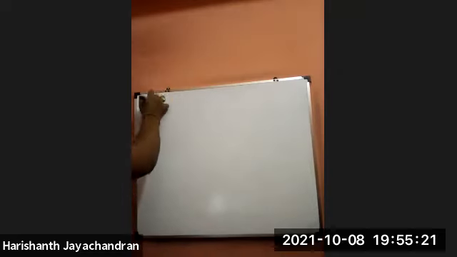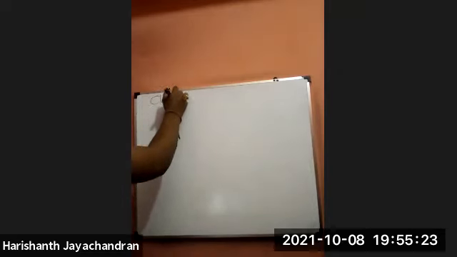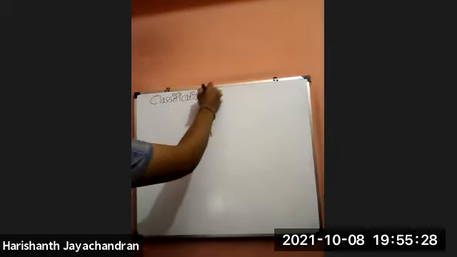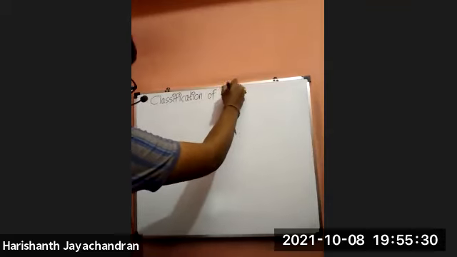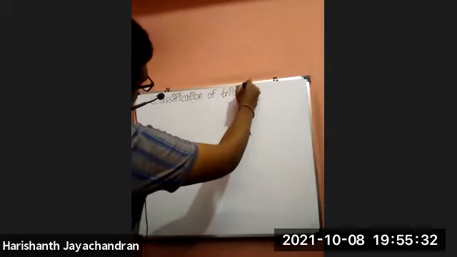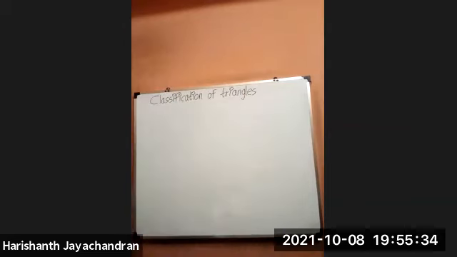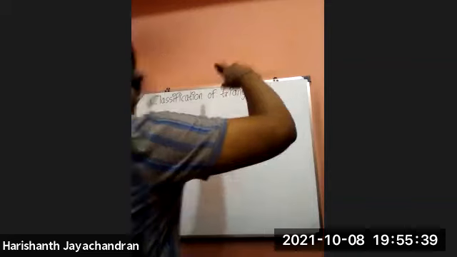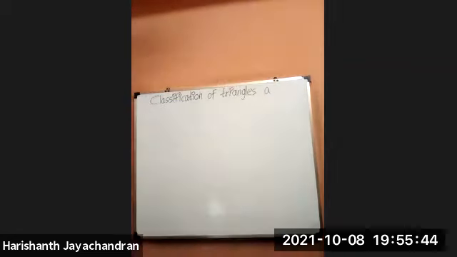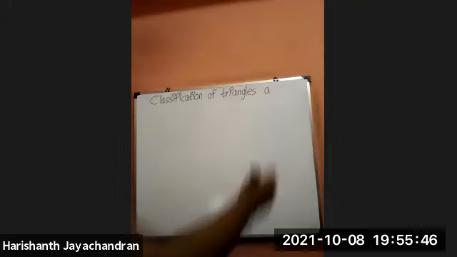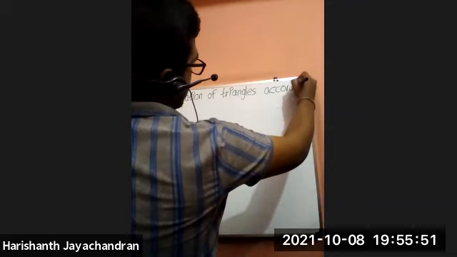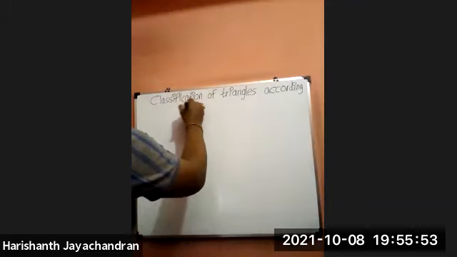So classification of triangles, triangles according to the angles. Now earlier we were looking at what? According to the length of the sides. Now we are looking into according to the angles.